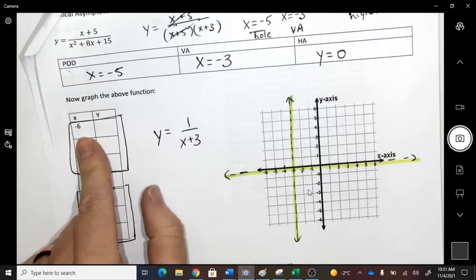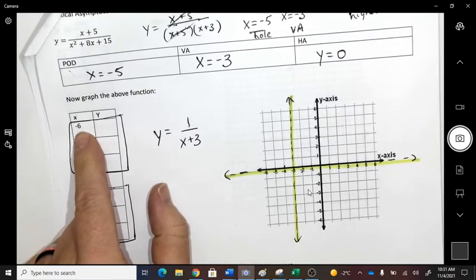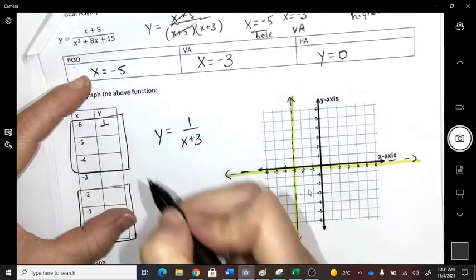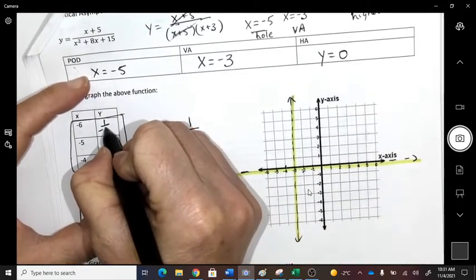Okay, ready? What do you get when you plug in a -6? 1 over -3.